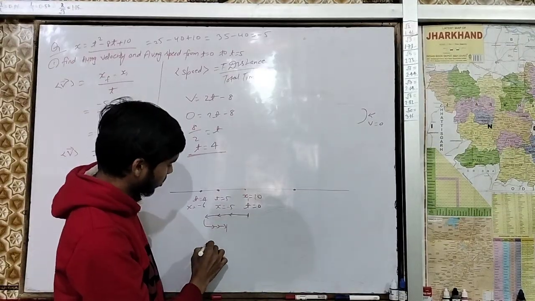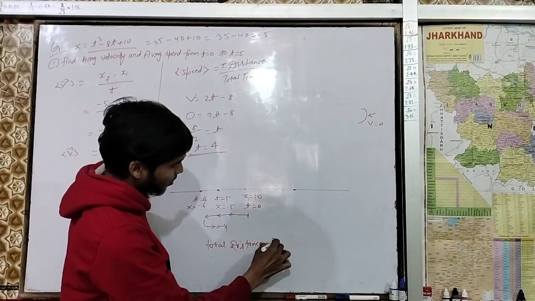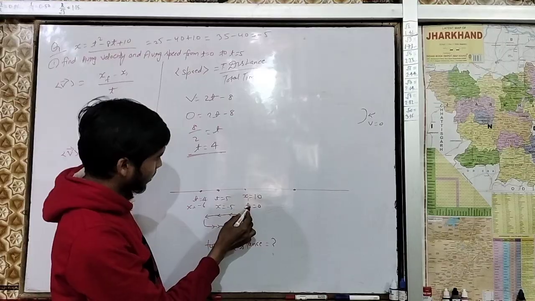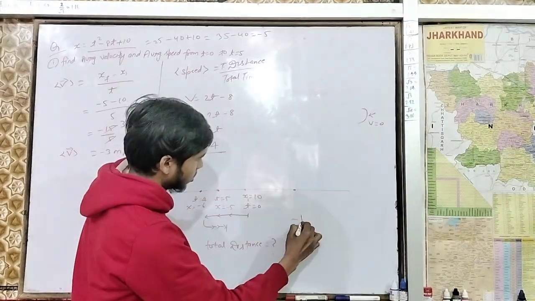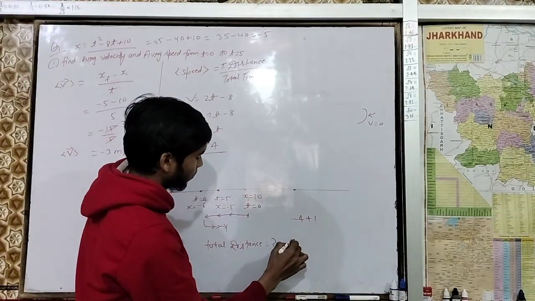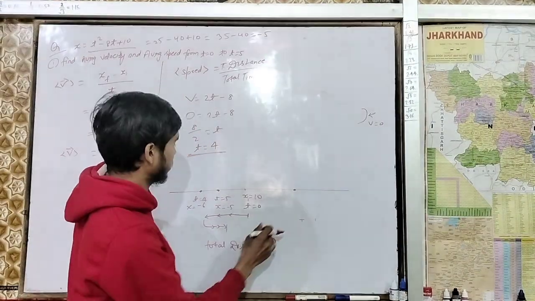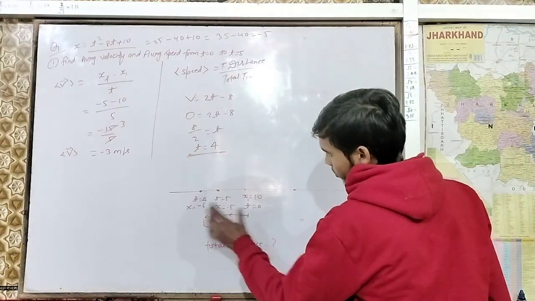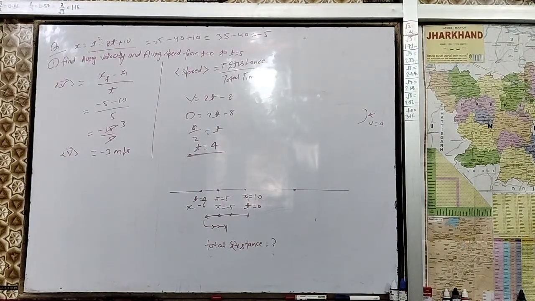Now total distance is how much? From here to till here, 10 minus 6, minus 4. Then one more. So 4 plus 5, 5. 4 plus 1, 5. Yes, that pattern we are observing.